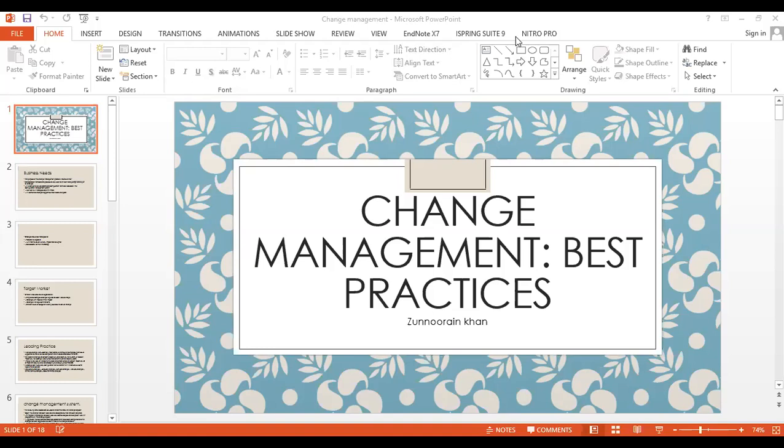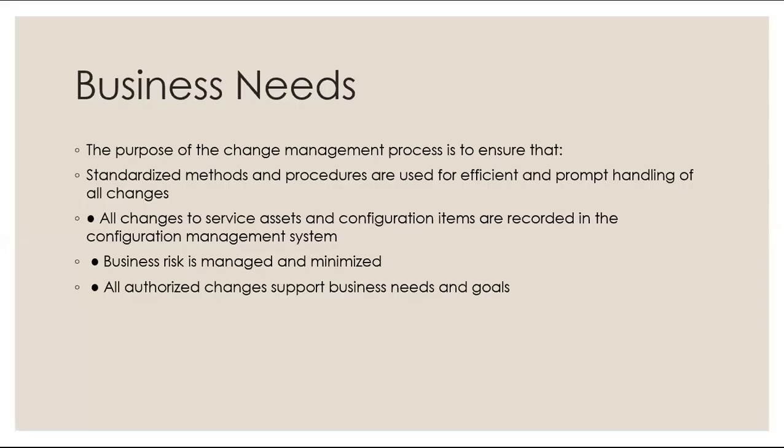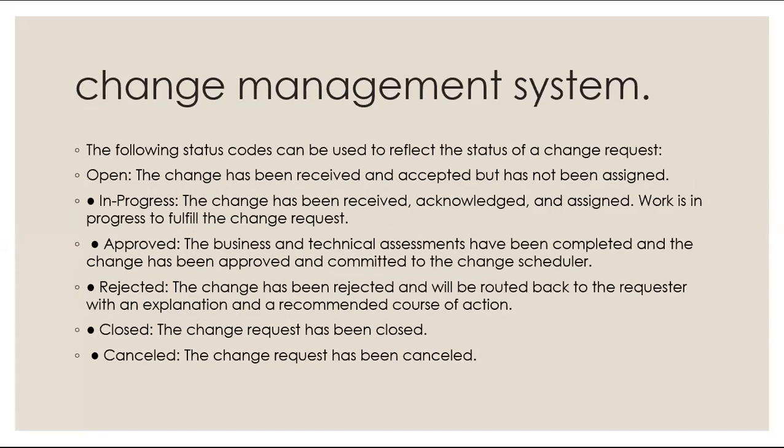What the change management best practices are, we will discuss in the change management process. First I would go directly with the change management system. The following status codes can be used to reflect the status of a change request. Received: the change has been received and accepted but has not been assigned. In progress: the change has been received, acknowledged, and assigned. Work is in progress to fulfill the change request.